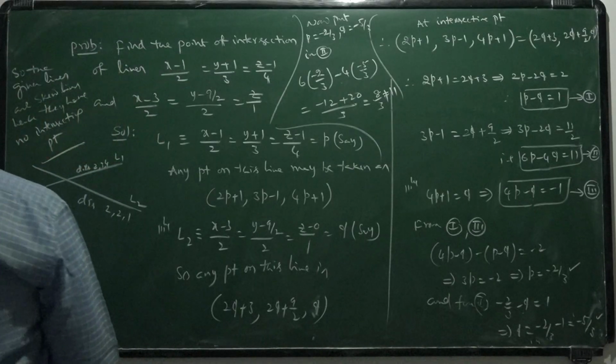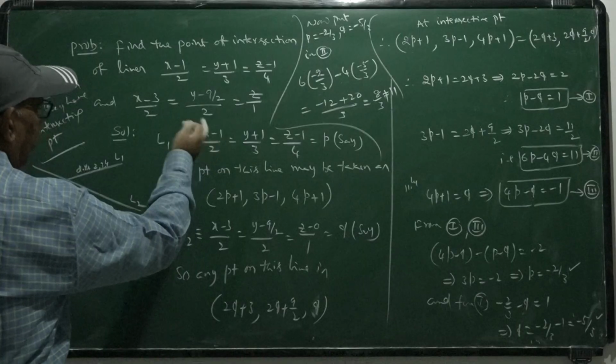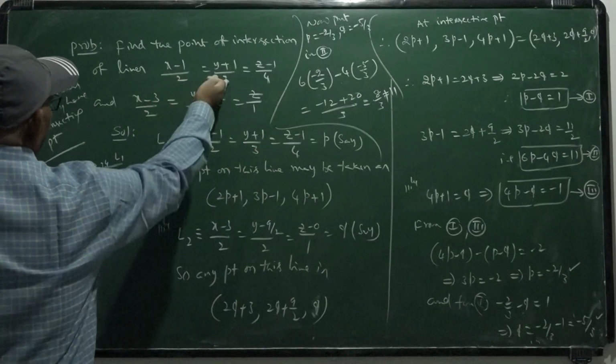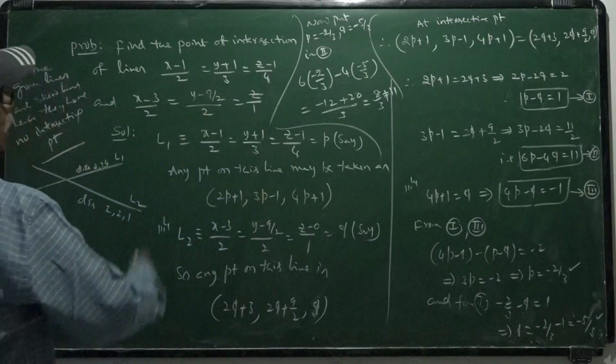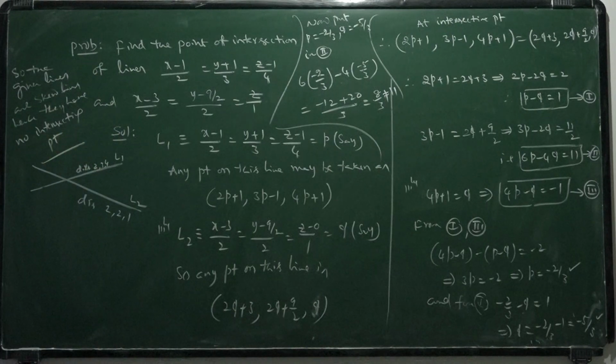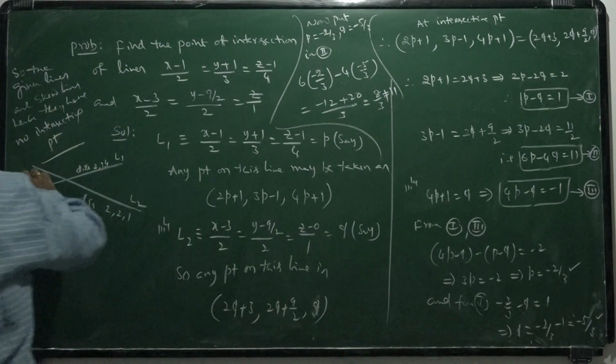Otherwise they may be parallel or they may be skew lines. Here they are not parallel clearly, because 2 by 2 is not equal to 3 by 2, hence they are non-parallel, hence certainly they are skew lines.